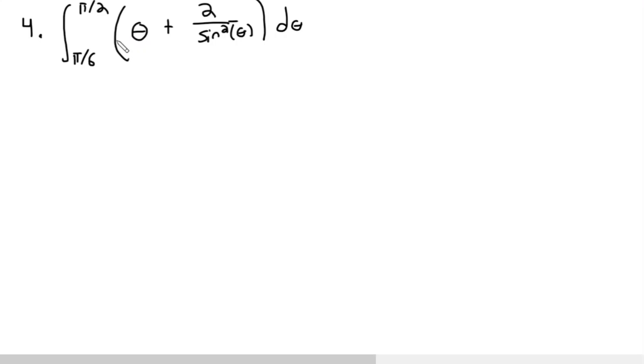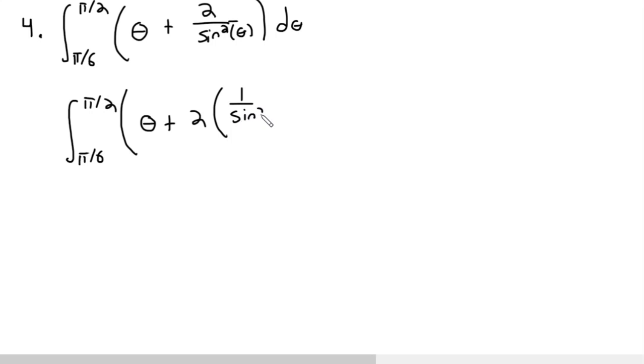Okay, well, let's try to deal with this. Well, theta I can integrate just fine, but 2 over sine squared theta, it's not really something I can just integrate. There's no possible way to do that. Well, there is, but there's not an easy way. But what I can do is I can use some trig identities to manipulate this. I can always do a trig manipulation or an algebraic manipulation. So what if I rewrote it like this? Theta plus 2 times 1 over sine squared theta. Now it's coming together just a little bit. So just bear with me here and we'll see if we can fix this.